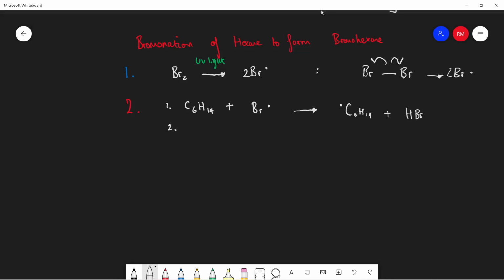Now for step two, this intermediate reacts with a separate molecule of bromine, Br2. And this would undergo homolytic fission and so forth, and we would produce our desired product, C6H14. Oh, my mistake. I have not subtracted a hydrogen. C6H13. And this should be C6H13Br plus our other bromine radical.